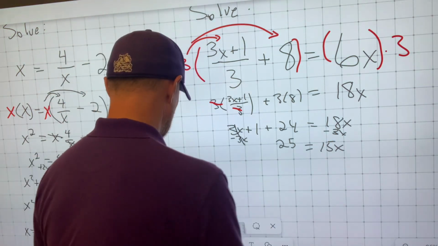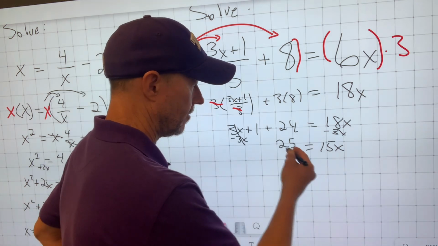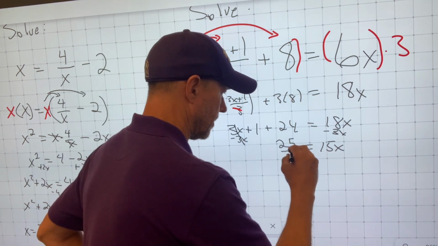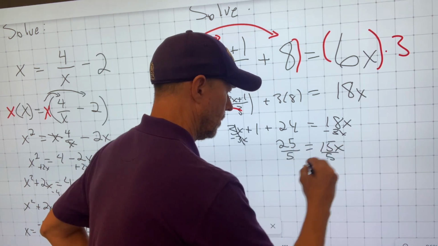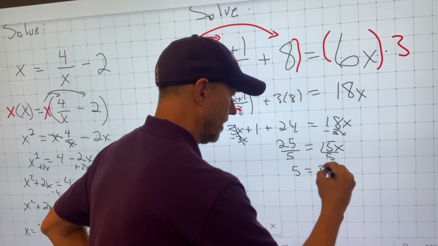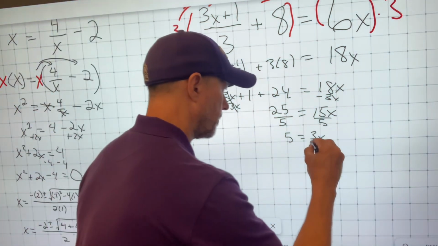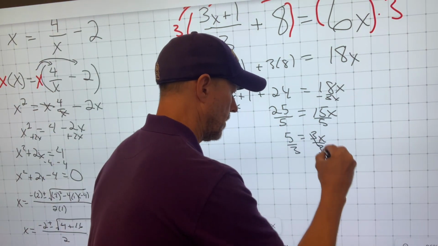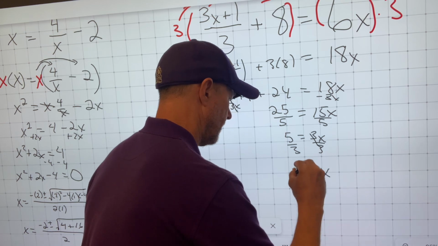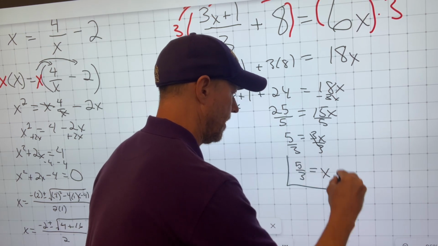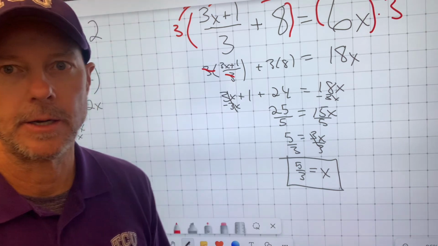Now I'm going to divide both sides by, look, 5 going into this, 5 going into that. Let's divide both sides by 5. So we have 5 is equal to 3x. Okay, now I have 3 times x. I'll divide by 3. So I have x equals 5/3. And that is the solution to our linear equation.